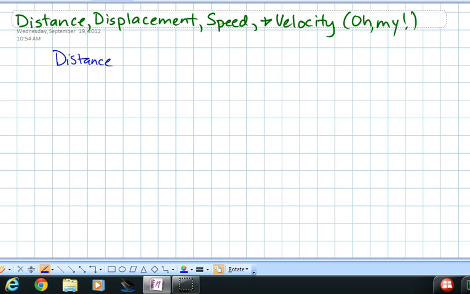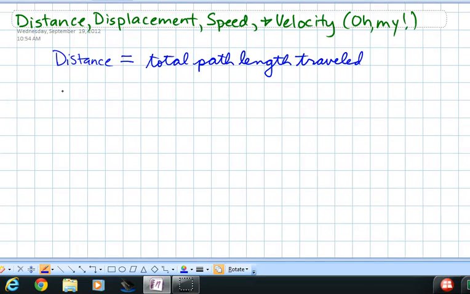So we'll start with distance. One way to think about distance is it's simply the total path length traveled. So if I get up in the morning and drive my car and I look at my odometer as I get into my car and it says something like 62.0 miles, and then after all the twists and turns I take on the way to school it says 68.3 miles, I would just say that the distance that I've traveled is 6.3 miles.